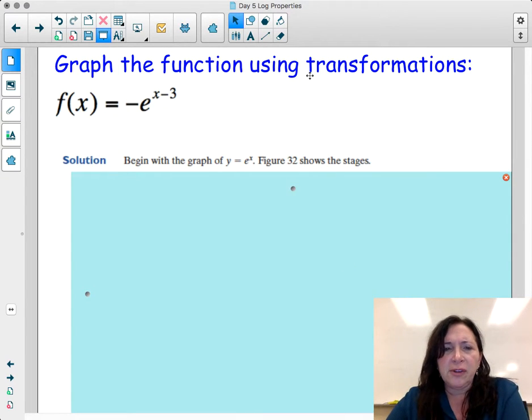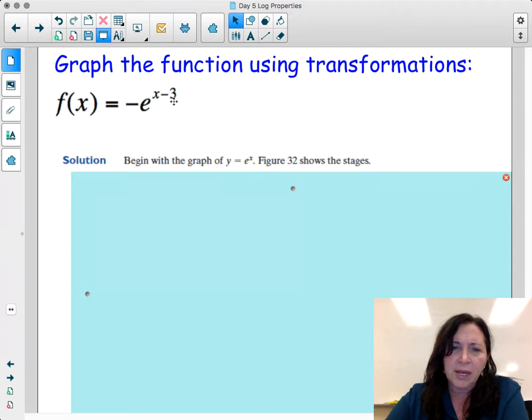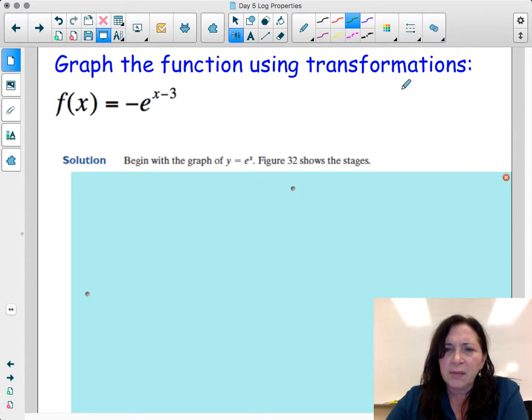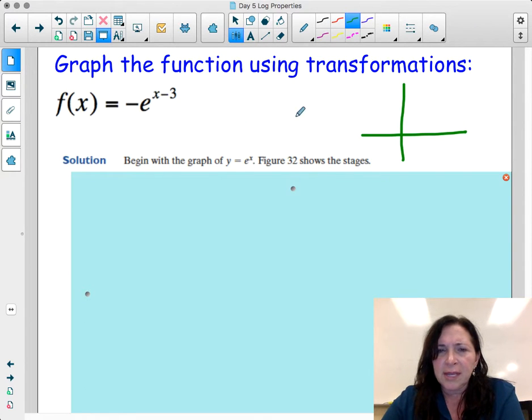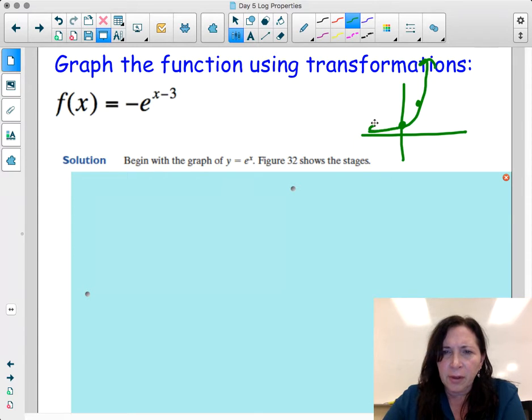Graphing the function using transformations, we have f of x equals -e to the x minus 3. Remember what e is. We graphed this earlier in the lesson. So e is basically you have 0, 1, and you have 1, e. And so this is my graph. It is exponential. My variable x is my power.